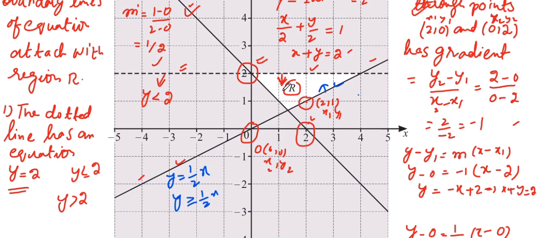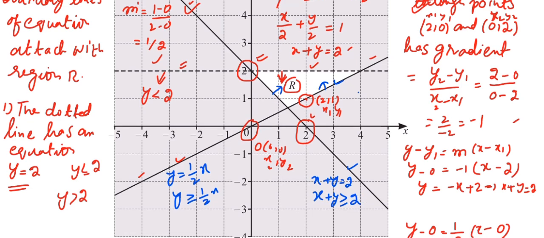Lastly, this last line has equation x plus y equal to 2. You can again observe that the unshaded region is above this line. So the inequality for this line is x plus y greater than or equal to 2.